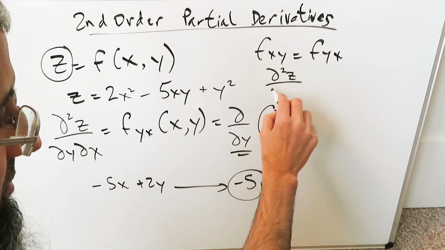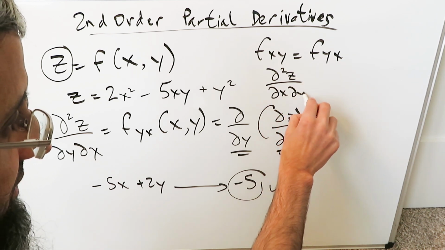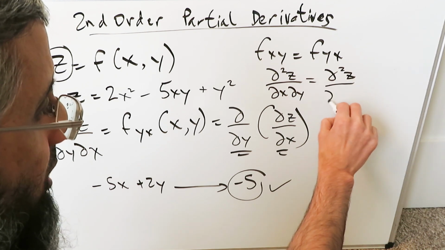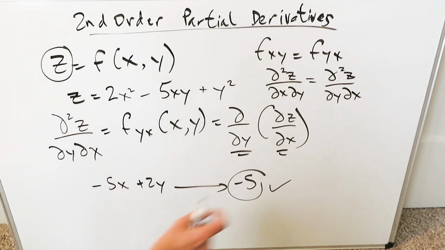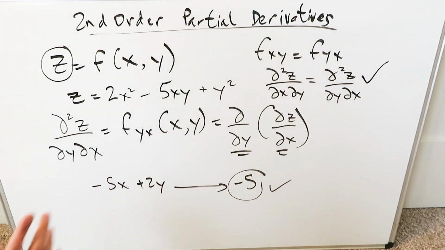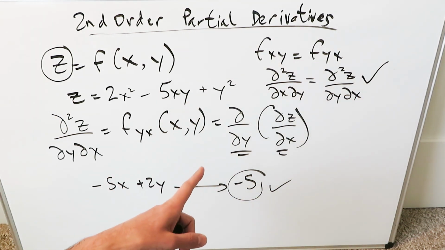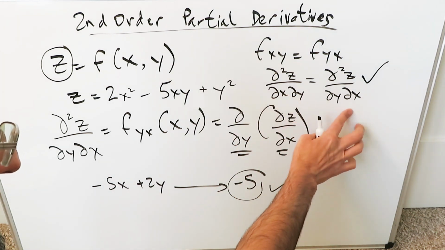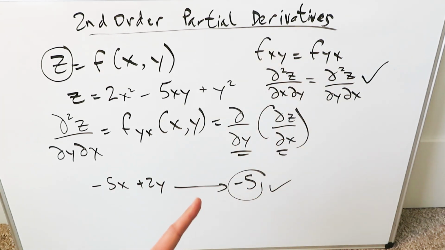You're looking at the second order partial derivative where the x partial derivative was done before the y. It should be equal to the second order partial derivative where the y partial derivative was done before the x. But that is true. As you've seen, we had minus 5 in both cases. When the function is continuous and the partial derivatives are continuous, this statement will prove to be true. And that is the end of this video. Thank you for watching.